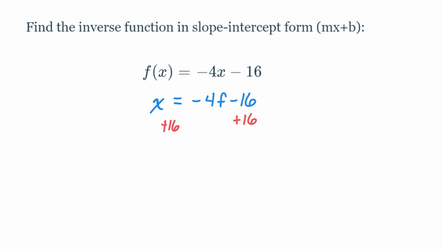And it doesn't really matter which side we put the x on. I like to put it on the side that's easiest. And in this case, the easiest side is going to be there. So we get that. And then lastly, we divide by -4. Divide both sides by -4.